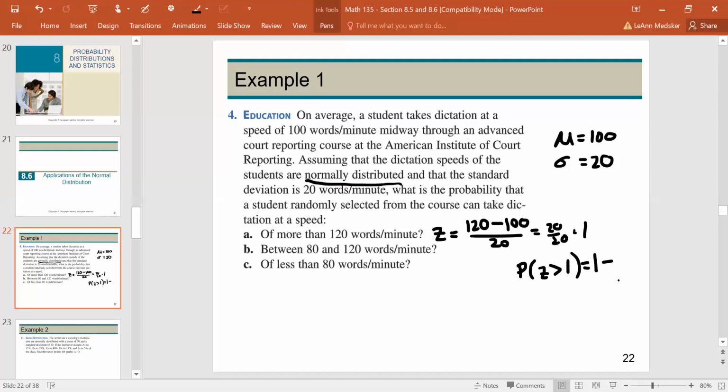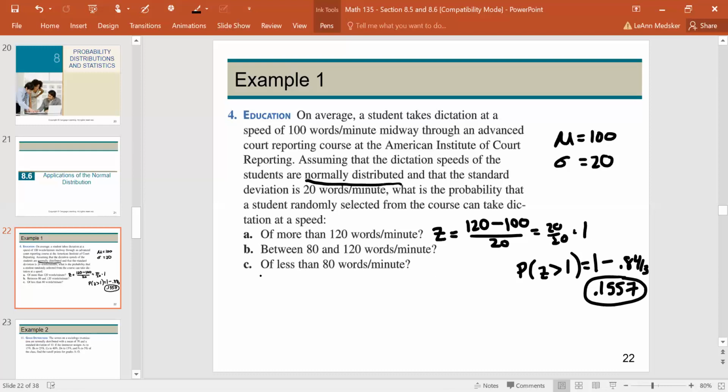it has a probability of 0.8413, and 1 minus that would be, hang on just a second, I wrote it backwards. Yeah, 0.1587. Okay, so someone being able to type more than 120 words per minute, there's only about 15.87% of the people in this course that could do that.